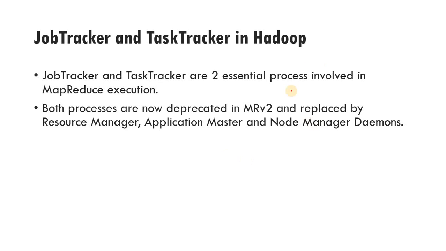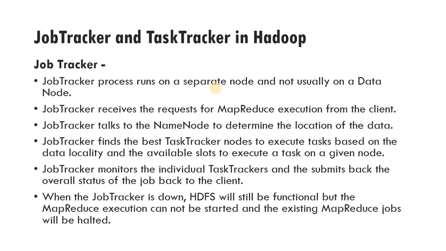So now this process is replaced with different names, but different resources. But traditionally it is called the JobTracker and TaskTracker. So let's understand each in detail. First, JobTracker. The JobTracker process runs on a separate node and not usually on a data node. So here the JobTracker is only running on a separate node. It is not running on the data nodes. As the name suggests, its work is to track all the jobs running on the HDFS.